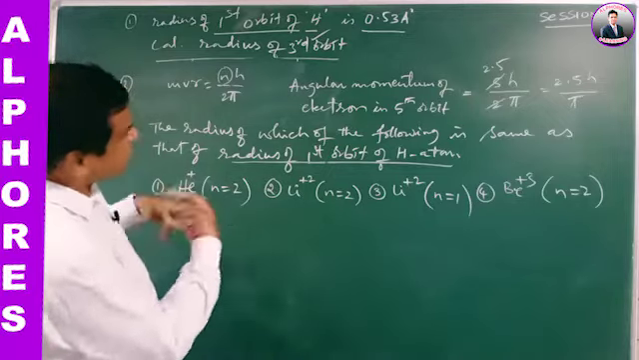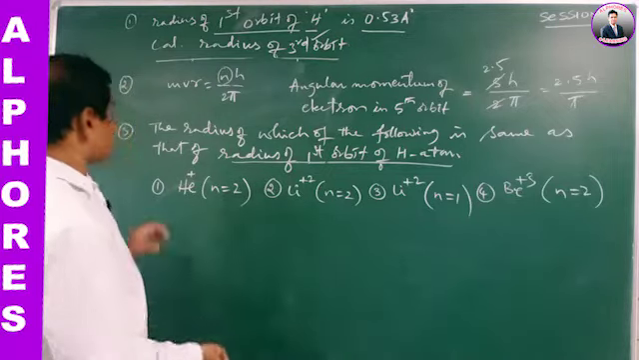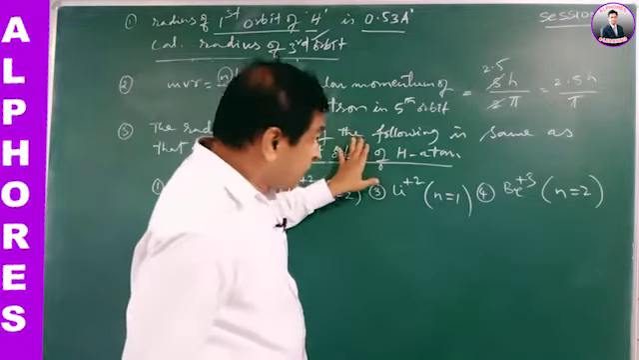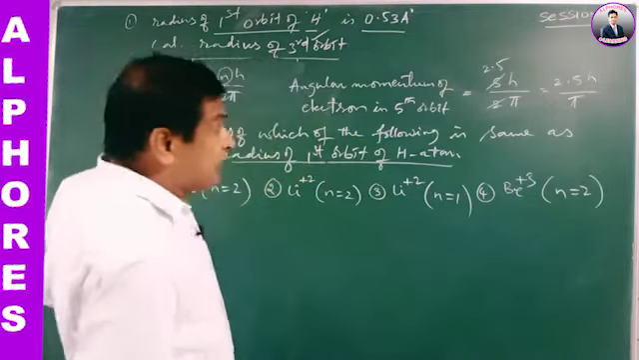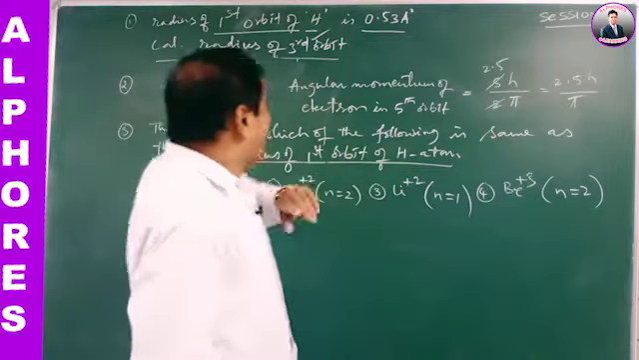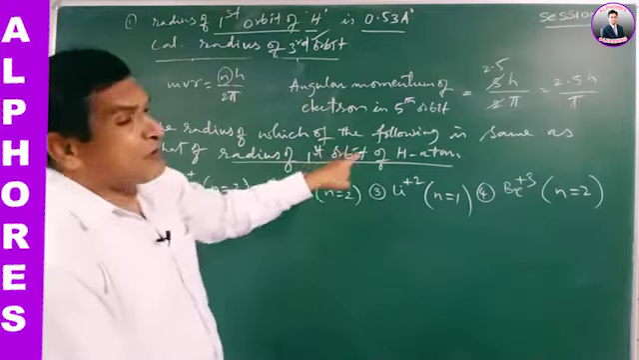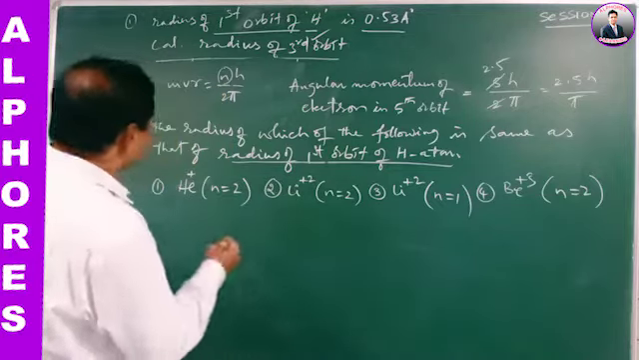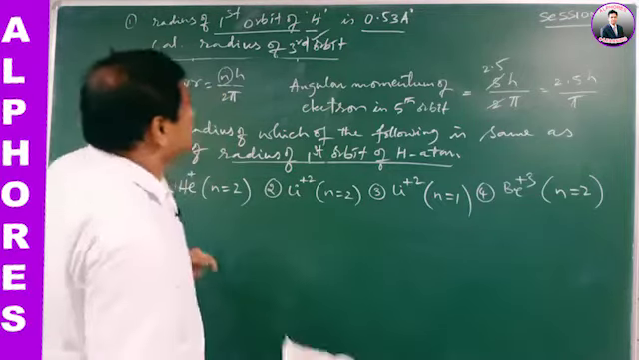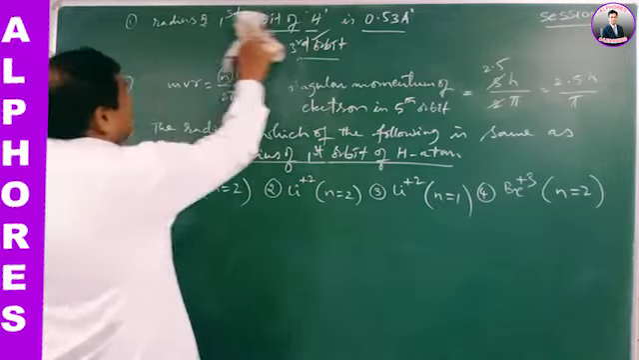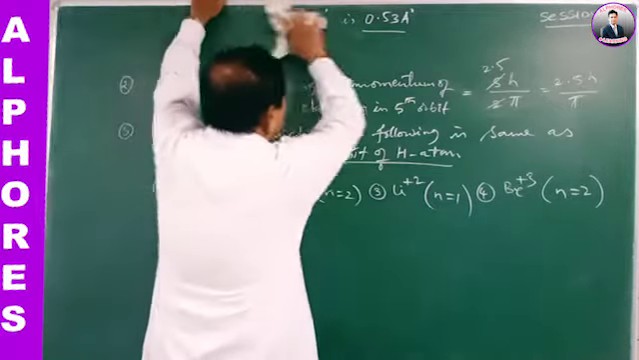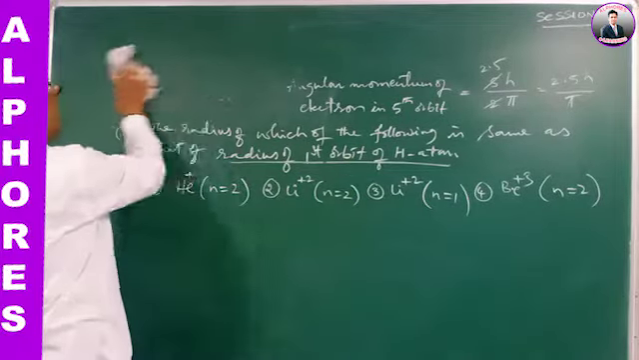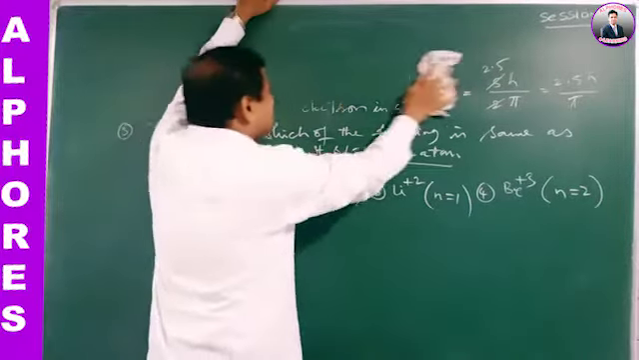So based on this, now we have to work it out. Once again, the question is: the radius of which of the following is the same as that of the radius of the first orbit of hydrogen? What is the radius of the first orbit of hydrogen atom? We can say the radius of the first orbit of hydrogen is 0.529 angstroms, or you can say 0.53 angstroms. Let us say it is R1.